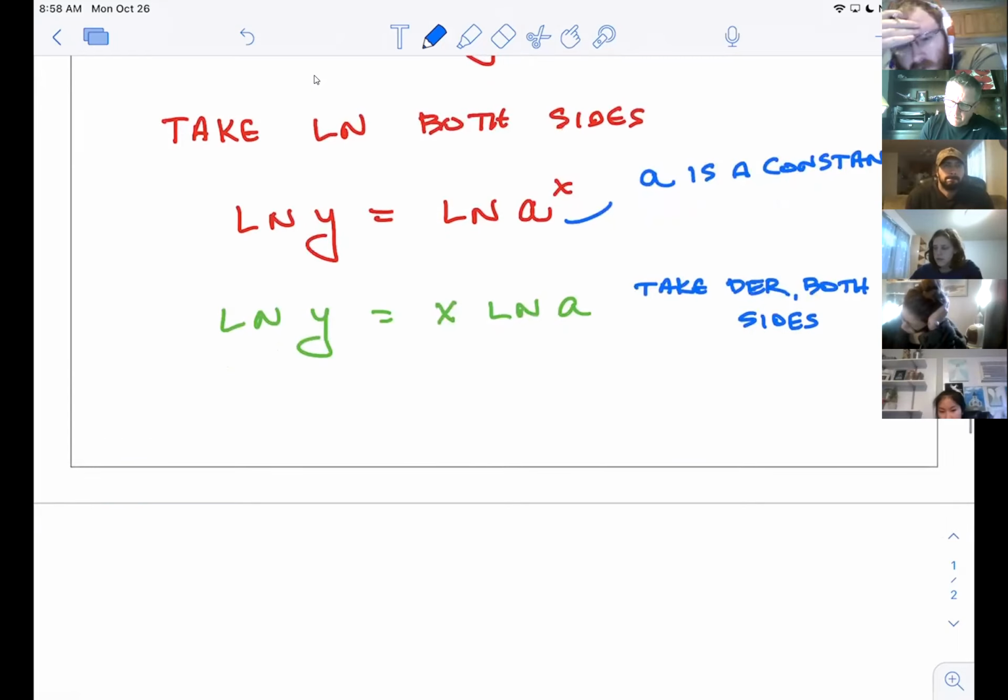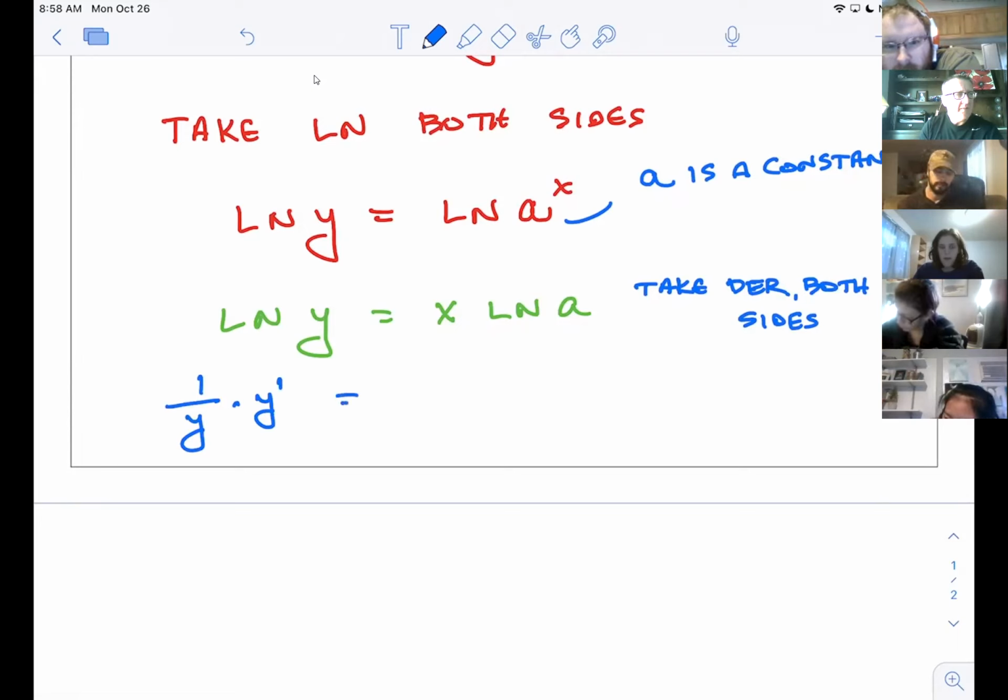Well, let's do this. Wouldn't the left side just be y prime? Not just y prime. What's the derivative of natural log of junk? 1 over the junk. What does chain rule say we still have to do? Multiply by the derivative of the junk, y prime. So that's the derivative of the left side. What's the derivative of the right side? It would be 0, but think product rule.